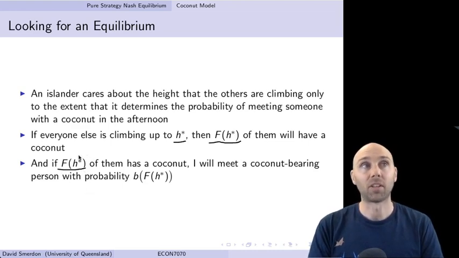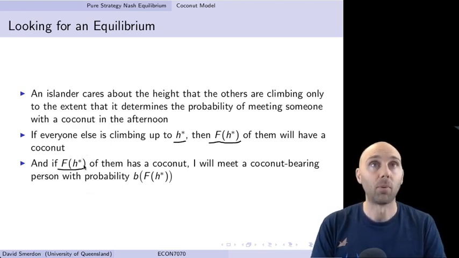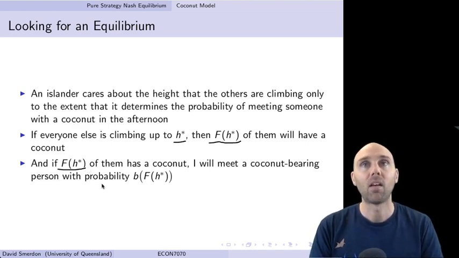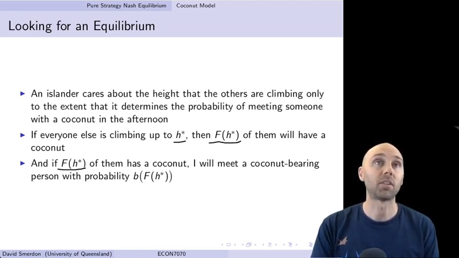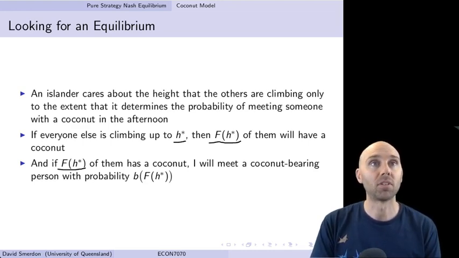So if that proportion F of H star of people has a coconut, what's the probability that you meet somebody with which to trade your coconut? Well, remember that this probability was given by B as a function of E, where E was the proportion of the population with a coconut. Well, we know what that proportion is. So instead of E, we can put in this F of H star.